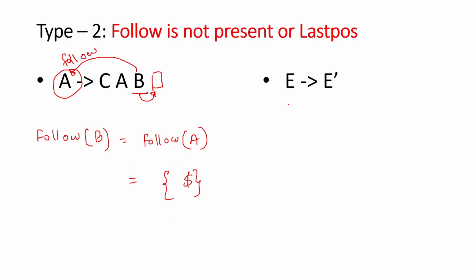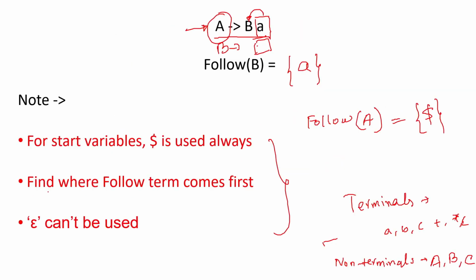Let's say another one. Let's say I add a little e prime plus t e prime. Okay, let's say I have been given two grammars. Now I have to find the follow of e prime. Now I have e prime on both sides, but which one will I pick? If I see here, find where the follow term comes first.